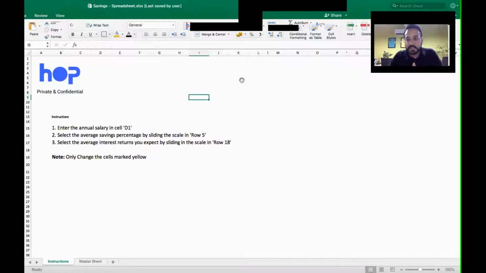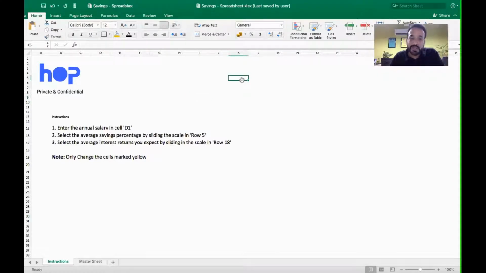So this spreadsheet is very simple. What we try to do here is give you an understanding of how the power of compounding works. If you were to save a certain amount of money per month, compounding at a certain interest rate, what would the wealth creation look like over the course of the next 50 years, right? So the three variables that you can play around with are your total annual salary, the percentage of saving, and the interest rate you expect to earn over the course of the next 50 years.